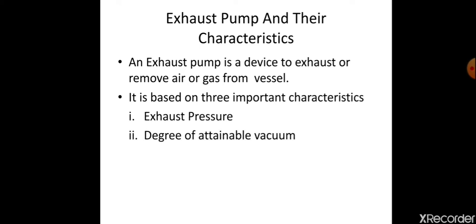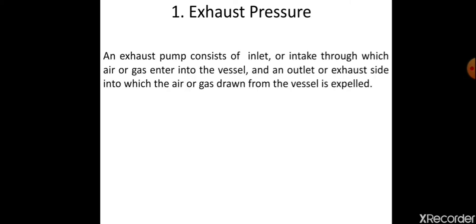Number two, degree of attainable vacuum. Number three, speed of the pump. Now let's understand what is exhaust pressure. A pump consists of an inlet or intake through which air or gas enters from the vessel, and an outlet or exhaust side into which the air or gas drawn from the vessel is expelled.